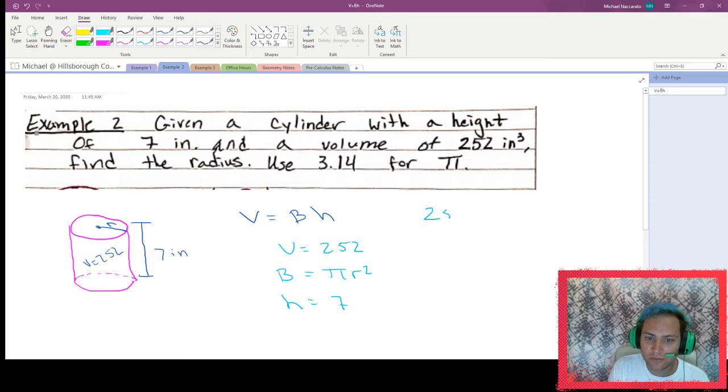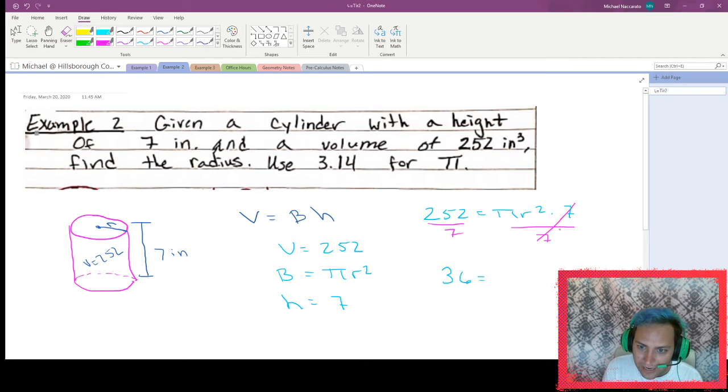So I've got volume is 252. My big B is pi r squared, and my height is 7, so I'll put my times 7 there. So I have this little equation now that I can just work through, right? That's super simple to do at that point. So I'll start by getting rid of the 7 on both sides. So divide by 7, divide by 7. That cancels. And if we divide 252 by 7, we get 36. And over here I have pi r squared.